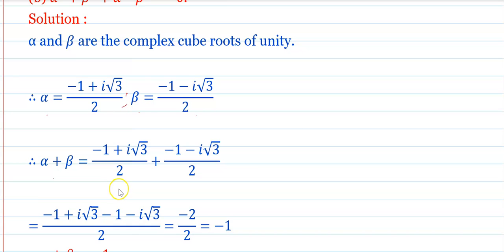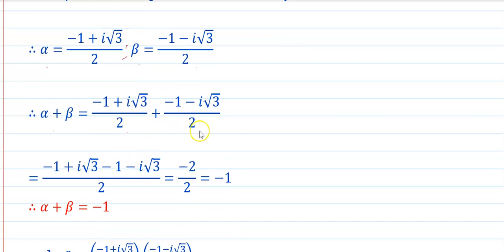Alpha plus beta, sum of the roots. If you add this, the base is the same for both. I root 3 minus i root 3 get cancelled. Minus 1 minus 1 you will get minus 2 upon 2. And hence overall you will get minus 1. Therefore alpha plus beta is equal to minus 1.